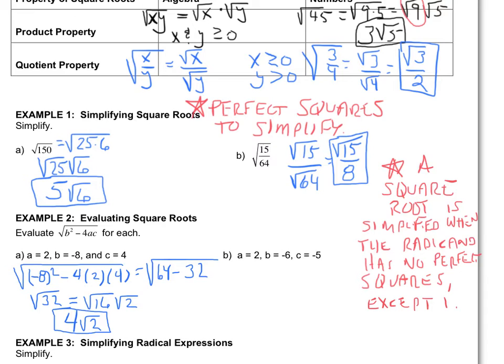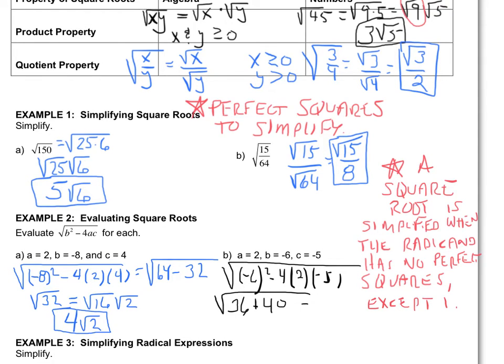again, we're going to talk about how we get this big radical sign. We're going to plug in our values, so -6 is our B value, minus 4, A value is a 2, the C value is a -5. So when I go through and follow my order of operations, I'm going to get 36. On the other side, I'm going to get 4 times 2 is 8, times 5 is 40. And it's a negative, so we get a plus 40. That becomes a square root of 76.